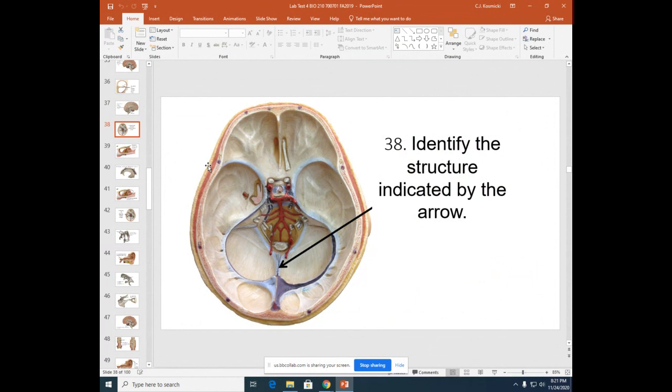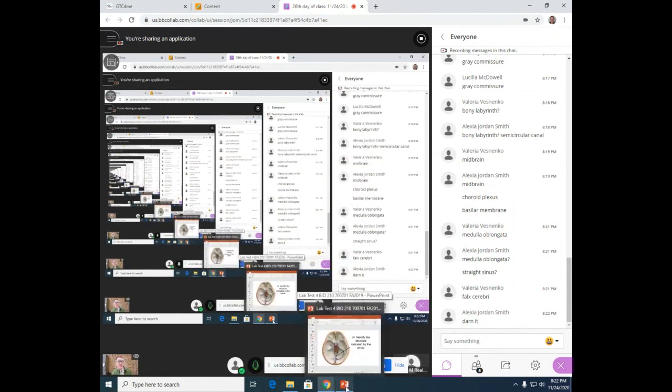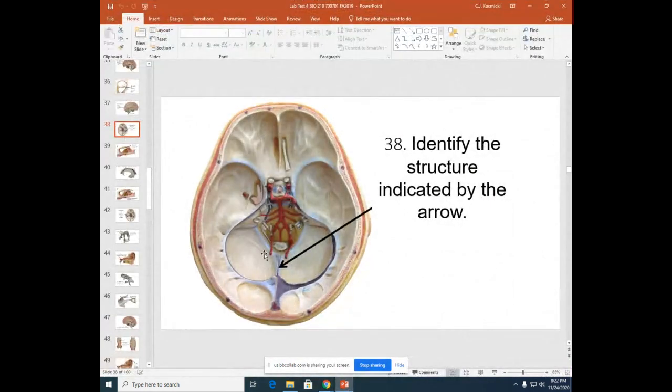All right. Identify this structure indicated by the arrow. This structure falls under the classification of what we call dural septa. If you remember what dural septa do, what would you say? Yeah, the falx, not cerebri, but the cerebelli. That's the falx cerebelli, because it's going to divide. That's the part where you had to be careful. The falx cerebri is what's going to divide the cerebral hemispheres. Easy to get confused.